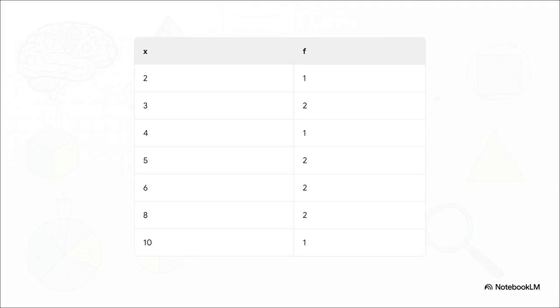Now we can take all that discrete data and visualize it beautifully in a frequency distribution table. The X row shows our values, and the F row shows the frequency, literally how often those values occur.